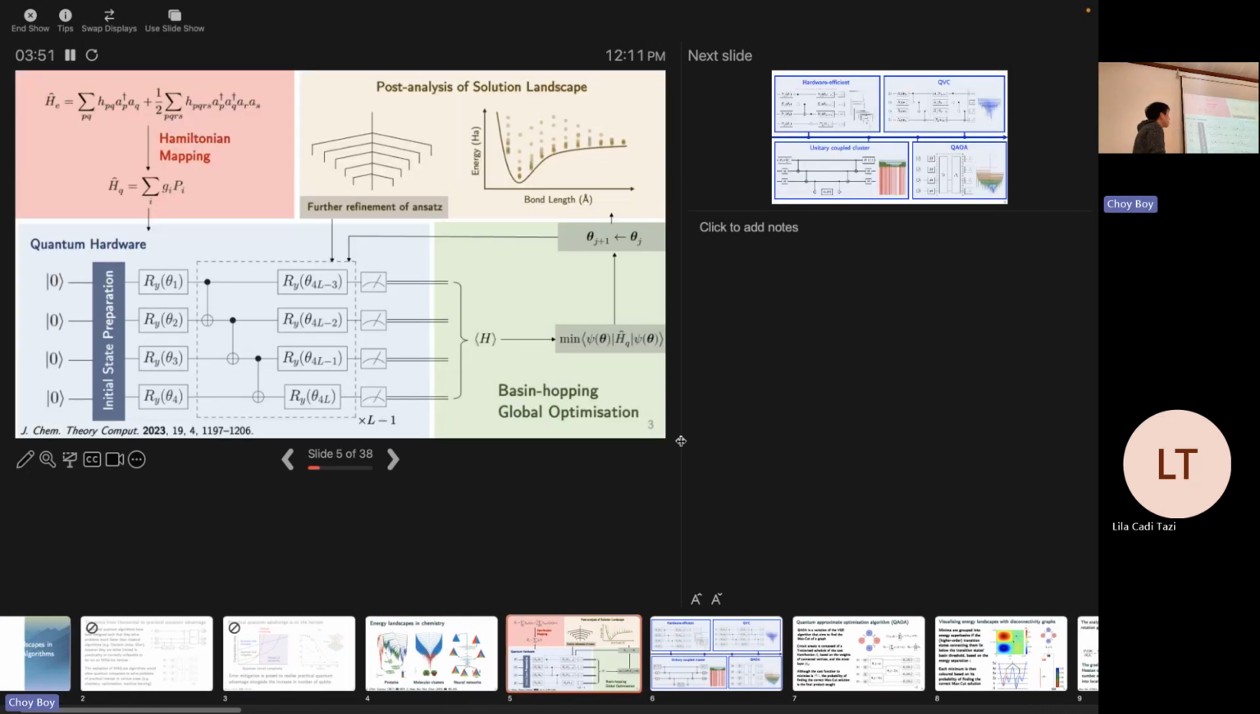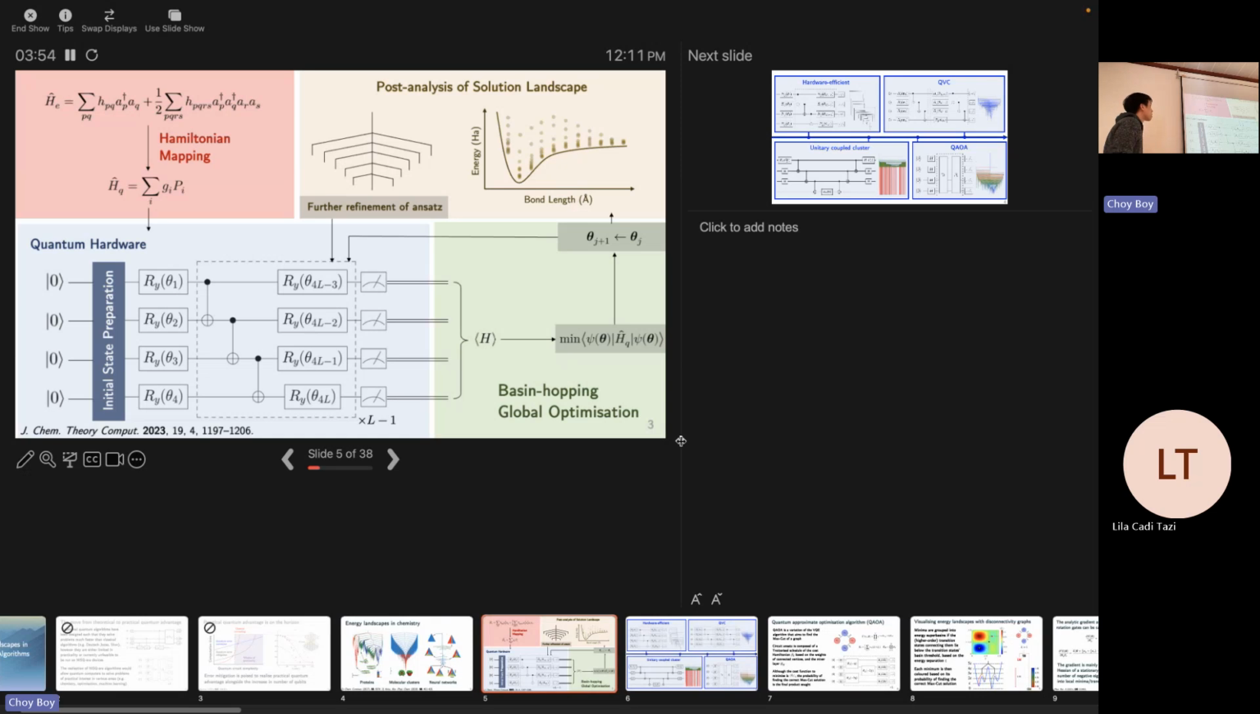Basically, this is the framework for how we analyze the energy landscape. It comprises four main parts. The first part is mapping your Hamiltonians. You have to convert your problem. If it's an electronic structure problem, you can express it in the second quantized form, and after that represent it as a qubit Hamiltonian for the quantum computer to interpret.